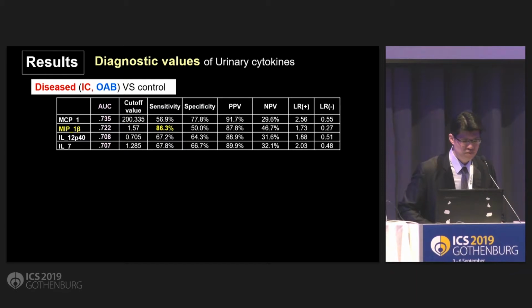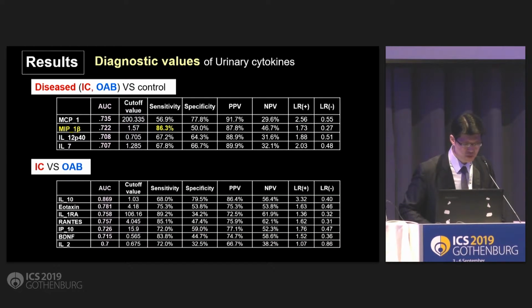The cytokines with high diagnostic value to discriminate disease status, including IC and OAB, from controls included MCP1, MIP1 beta, interleukin 12 P40, and interleukin 7. Among these cytokines, MIP1 beta was the cytokine with the highest sensitivity. The cytokines with high diagnostic value to discriminate IC from OAB included interleukin 10, eotaxin, interleukin 1 receptor antagonist, RANTES, IP10, BDNF, and interleukin 2.